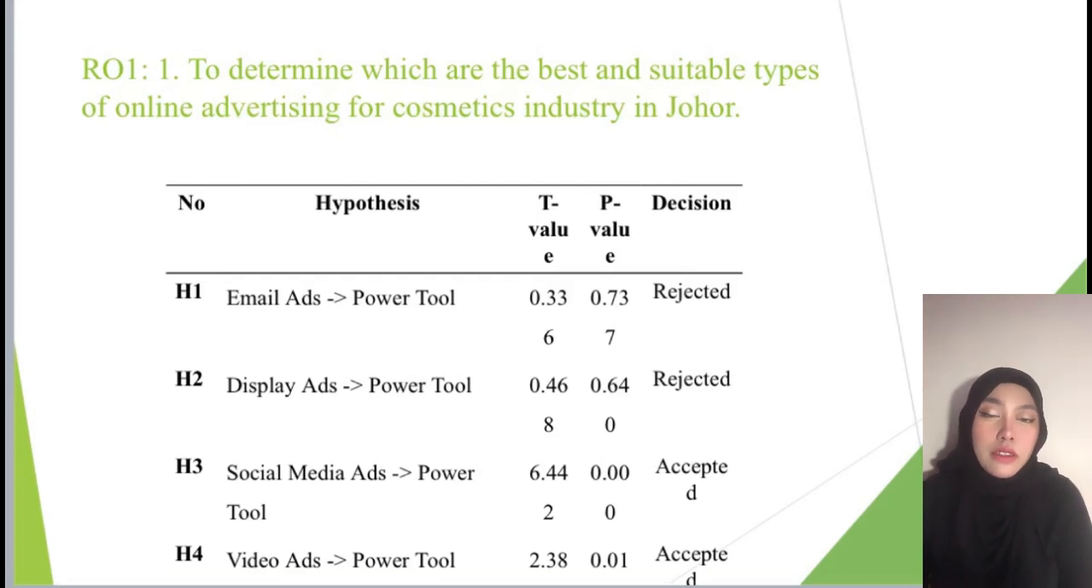For research objective 1, to determine the best and most suitable types of online advertising for the cosmetic industry in Johor, the table shows that social media ads and video ads are accepted in terms of T values and P values.